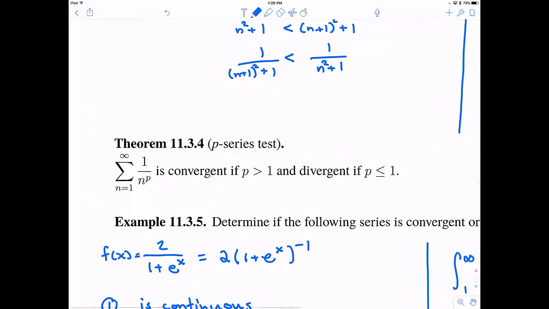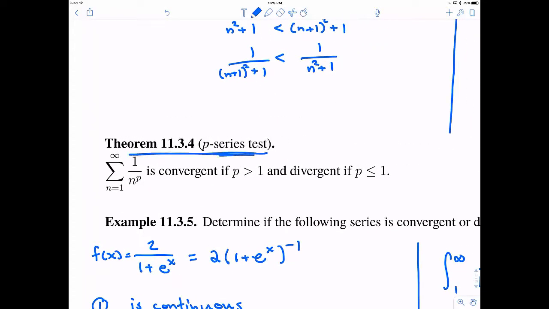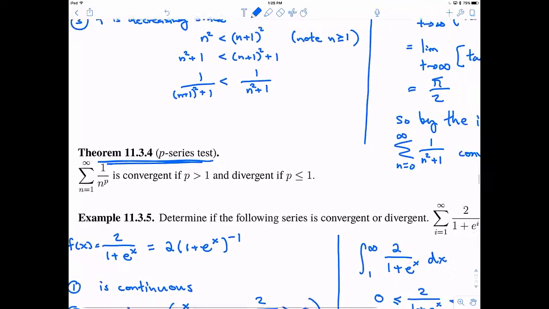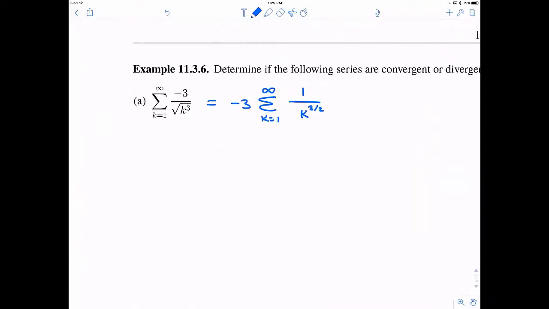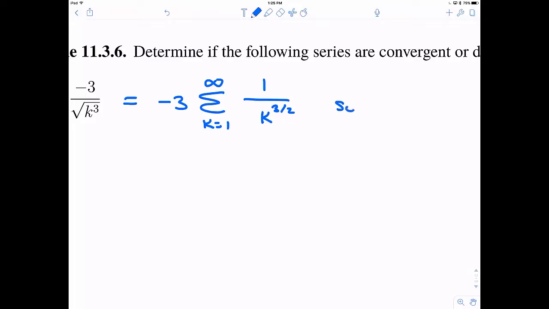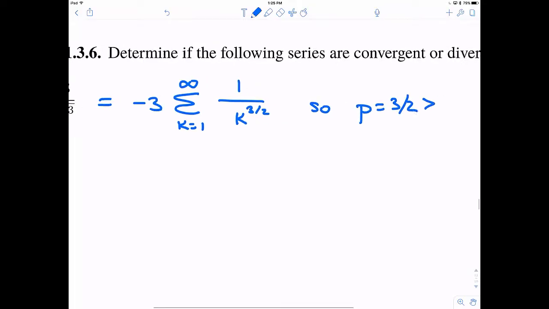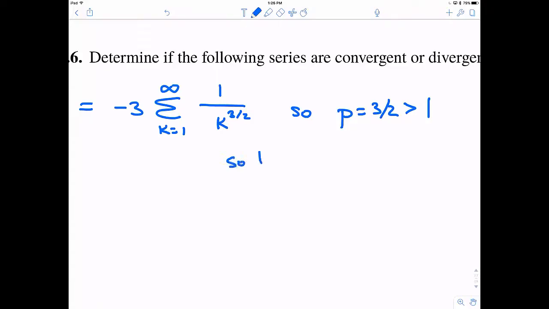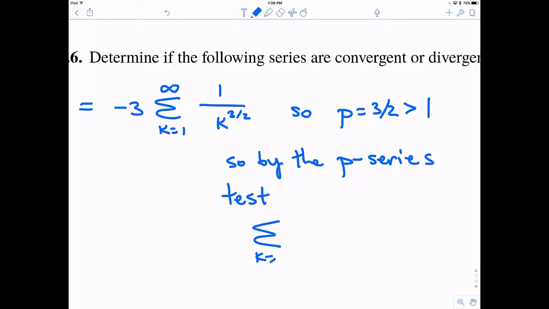So it's convergent if p is greater than 1. So in our case, let's go ahead and look. We had that this is k raised to the 3/2 power. Well, in this case, p is equal to 3/2, which is certainly greater than 1. So therefore, by the p-series test, we know that our series is convergent. Well, let's just write: the series from k equals 1 to infinity of 1 over k to the 3/2 is convergent.